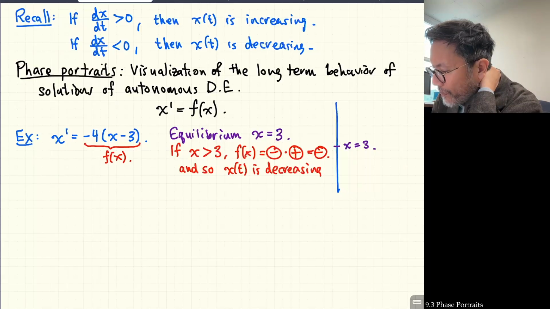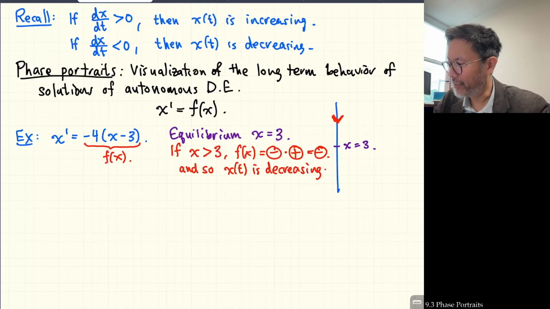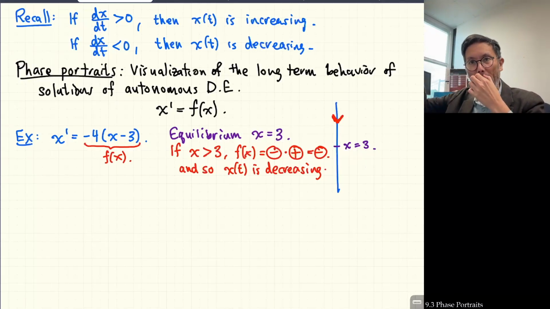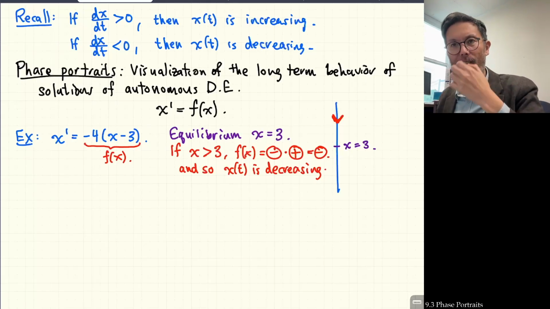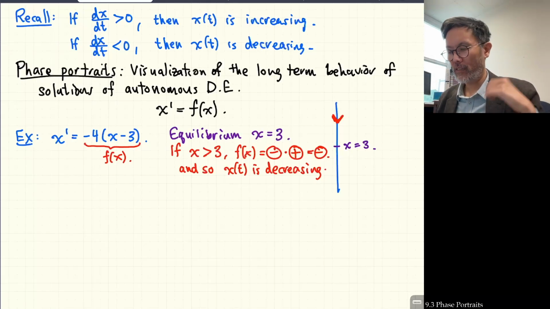And we represent this state of affairs by drawing an arrowhead which is pointing down. And this arrowhead, notice, is for when x is greater than 3. So I'm drawing this arrowhead like this, downward, pointing toward x equal to 3, and it's above x equal to 3. Cool.